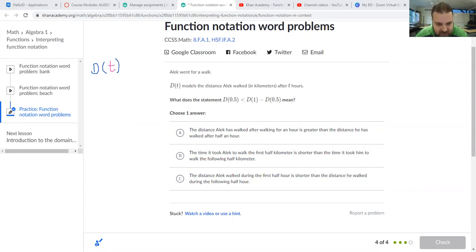D of T models the distance Alec walked in kilometers after T hours. Oops, I want to go to the highlighter here. T hours. So our input is T hours. That's our input. We always know our input is in parentheses, right? And then our output is D of T. D of T models the distance Alec walked in kilometers. Okay, there's our output. So I have an idea of what my input is and what my output is.